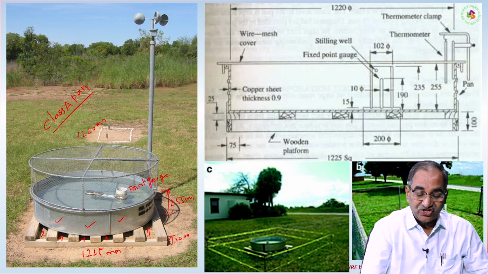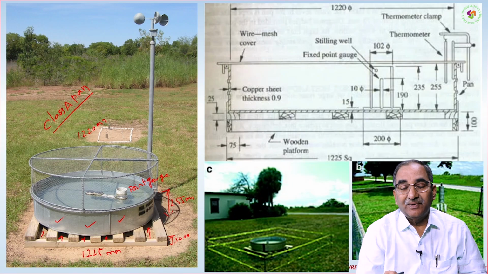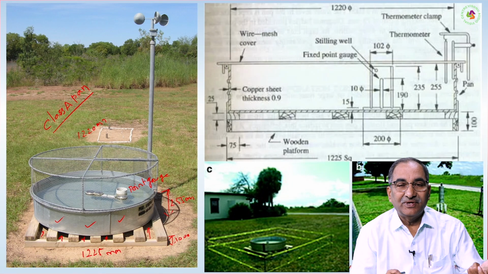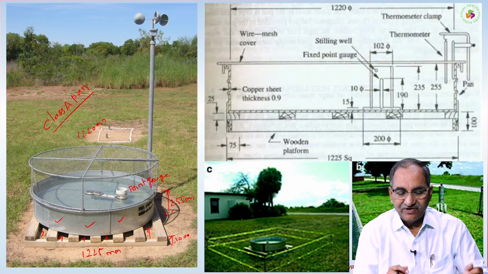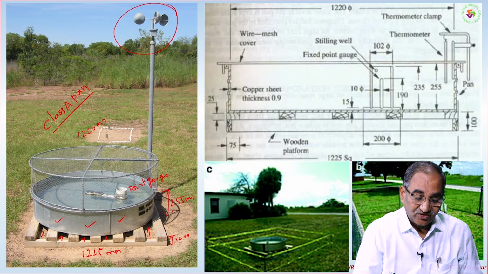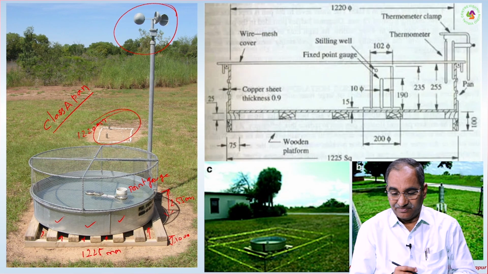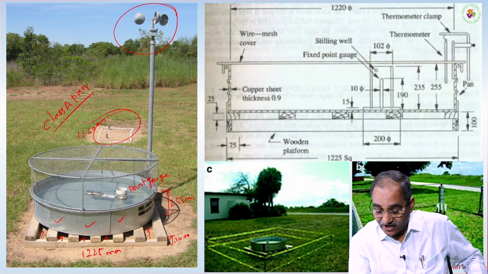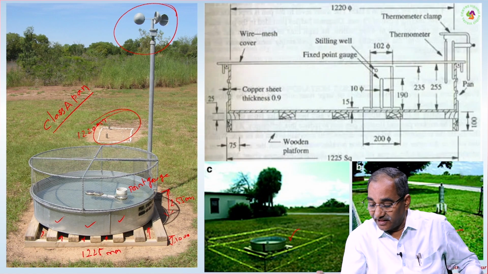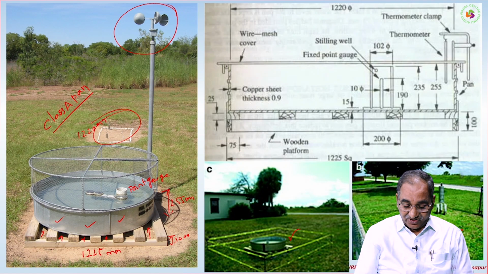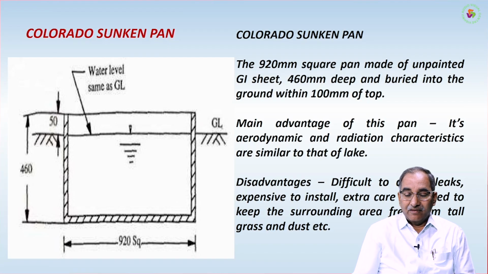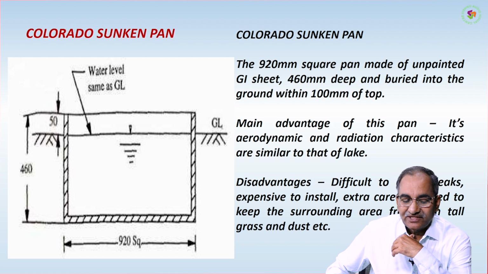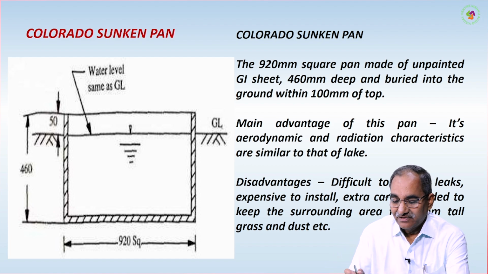In addition to this, there are some more instruments to measure the humidity, the temperature, and the wind velocities. These are the instruments which are kept apart from the rain gauges that are being kept here. So this is what we have seen. If you see how they have been kept also, this is another pan, this is another thing. So all these are the same pans. So now if I go to the Colorado sunken pan, how will it be?